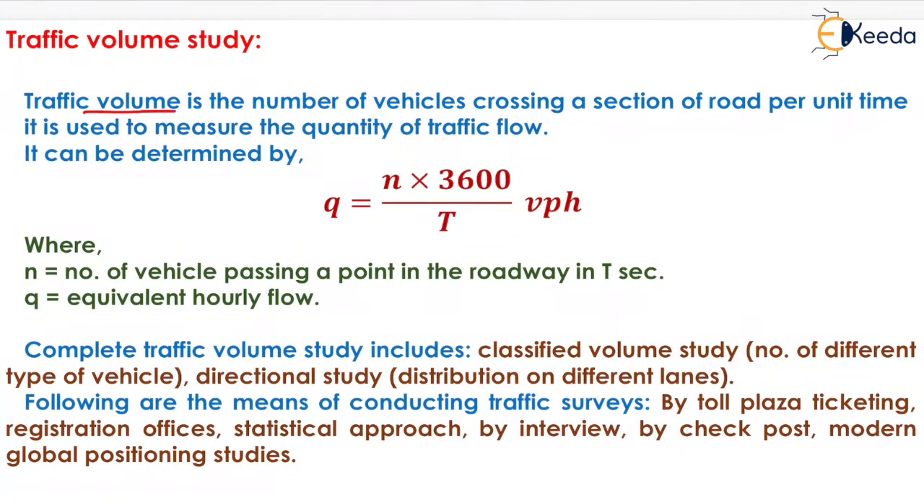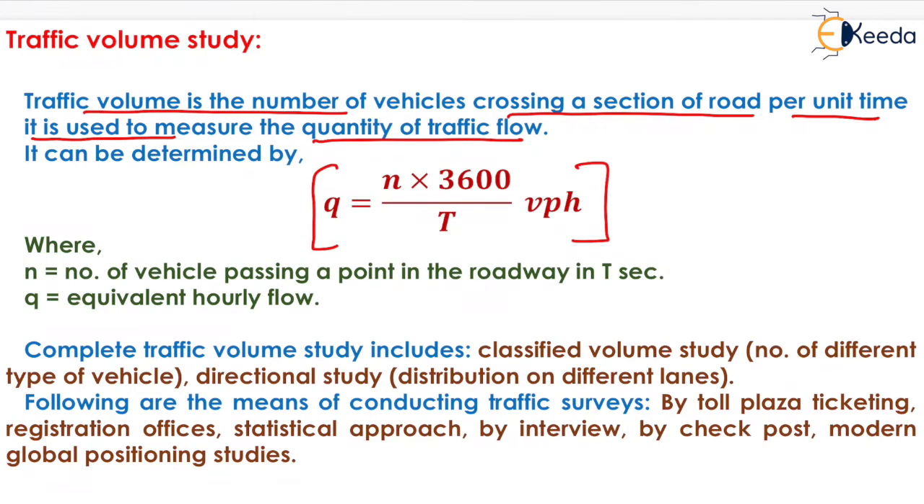Now traffic volume is the number of vehicles crossing a section of road per unit time. It is used to measure the quantity of traffic flow. Now why do we generally use the traffic volume? To measure the quantity of traffic flow on a particular section of road, and it can be determined by the formula, that is small q equals n into 3600 upon t in vehicles per hour, where n is the number of vehicles passing a point in the roadway in t seconds and q is the equivalent hourly flow.